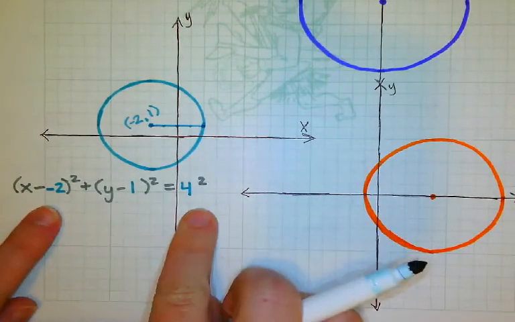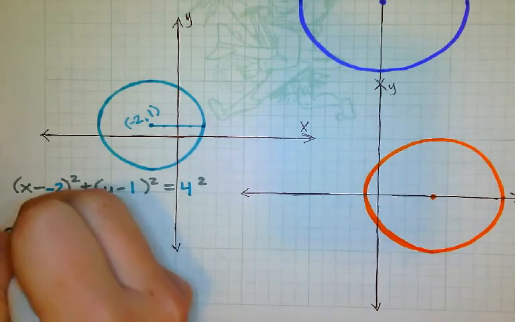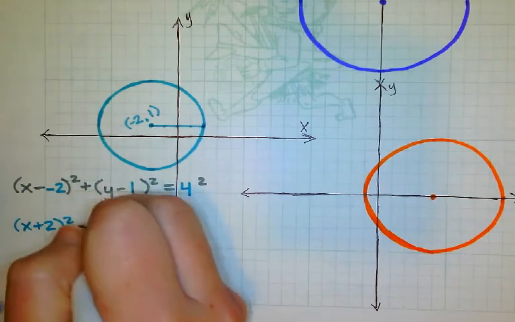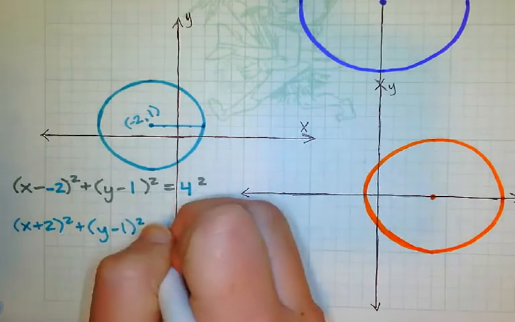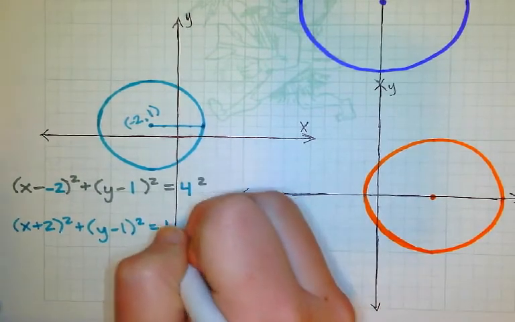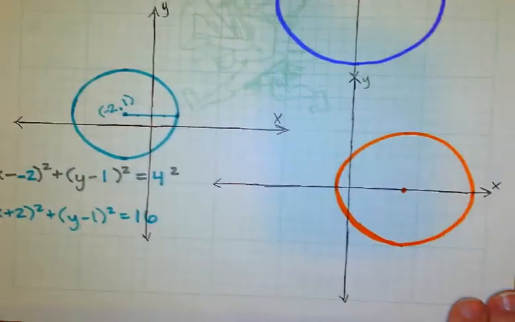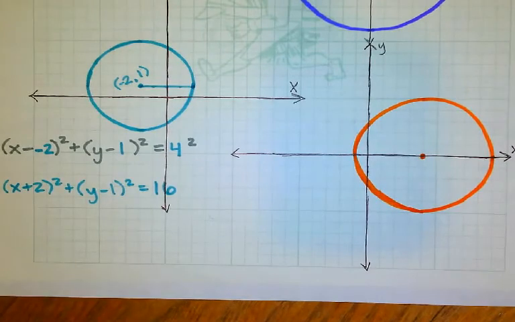Alright, so I have these numbers plugged in, and then just like before, simplify it to find your standard equation for the circle. So this is going to end up being x plus 2 squared plus y minus 1 squared equals 4 squared, which is 16. Alright, and then if we took a look at this last example here, we would work this the same way.